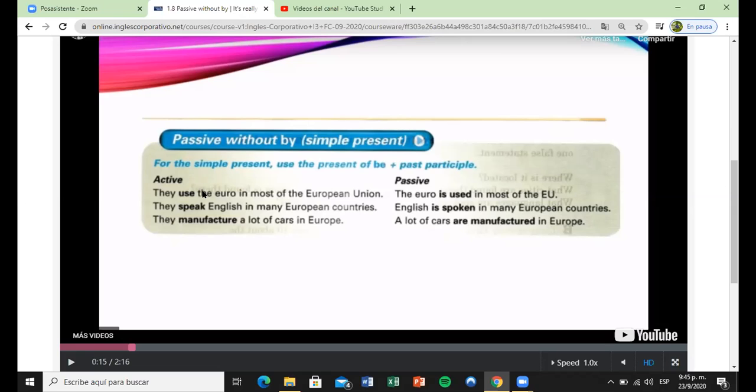Let's give an example in the past. They used the euro. Then here, not the euro is used, but here, the euro was used. Correct, Fabiola. The euro was used. So it depends on the verb. This directly affects the verb to be.